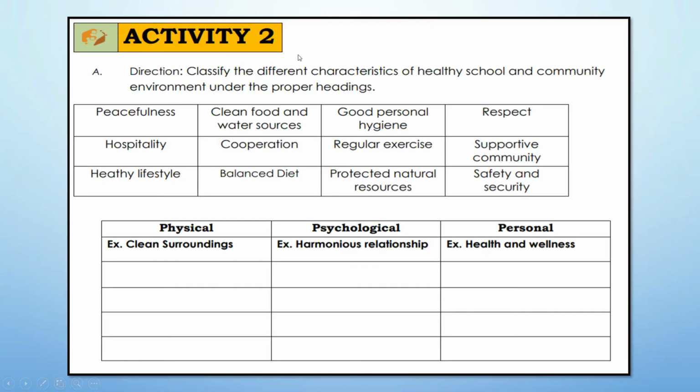Now, the activity number 2. So the direction, classify the different characteristics of healthy school and community environment under the proper headings. Alright, so we have here the physical, psychological, and personal. And here are examples for each category. Physical, the example is clean surroundings. Psychological, the example is harmonious relationship. And personal, which is health and wellness.